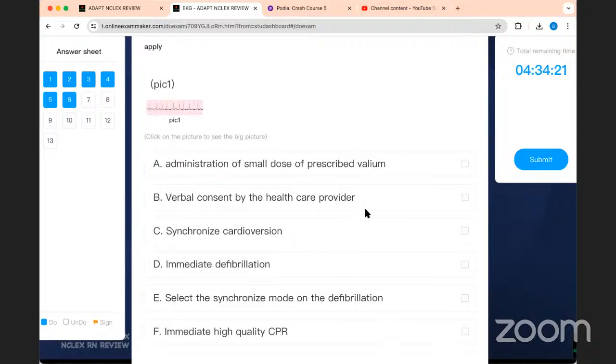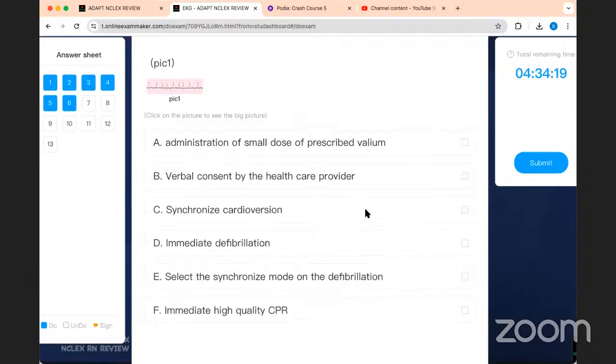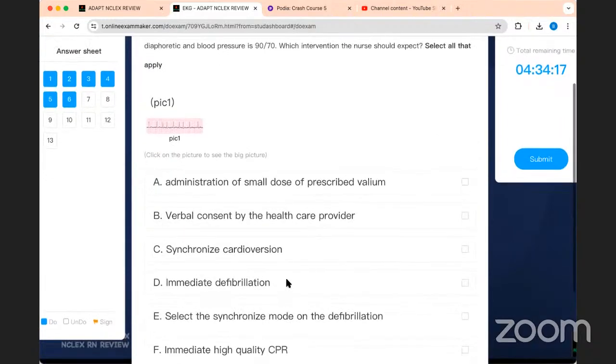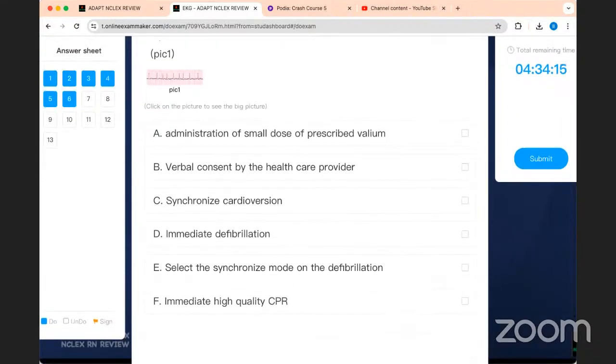So it's a select or apply. AFib with the hypotension and diaphoretic. This should say defibrillator. I will change it, defibrillator. So what is your answer? I see somebody say C, D, F. That's what some of the answer choice is.